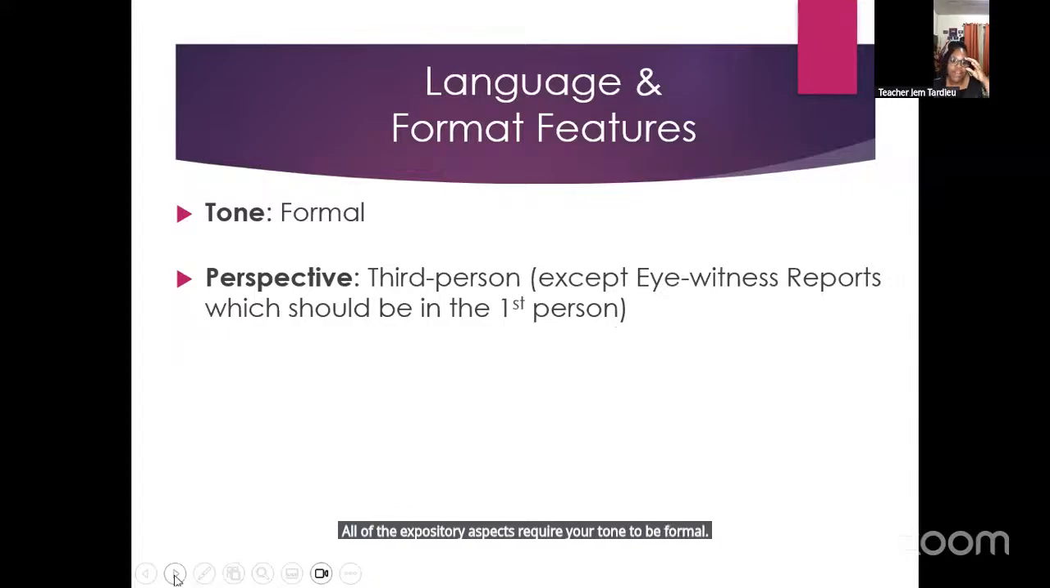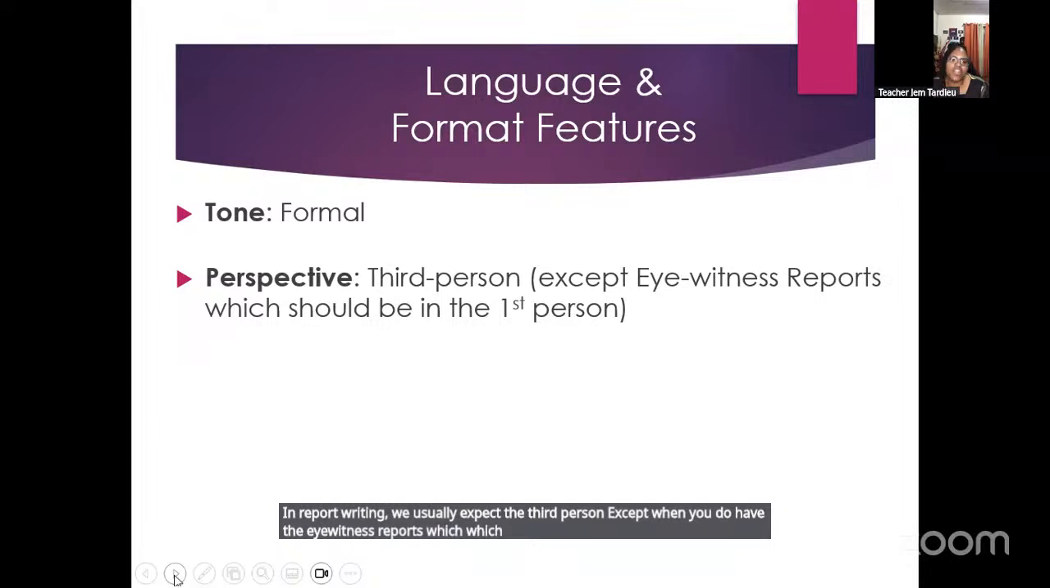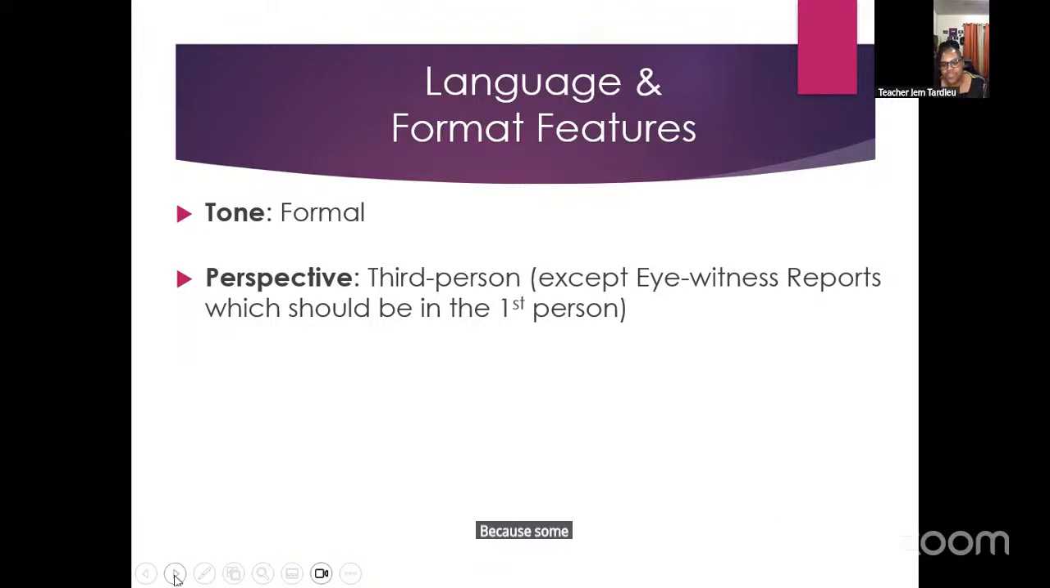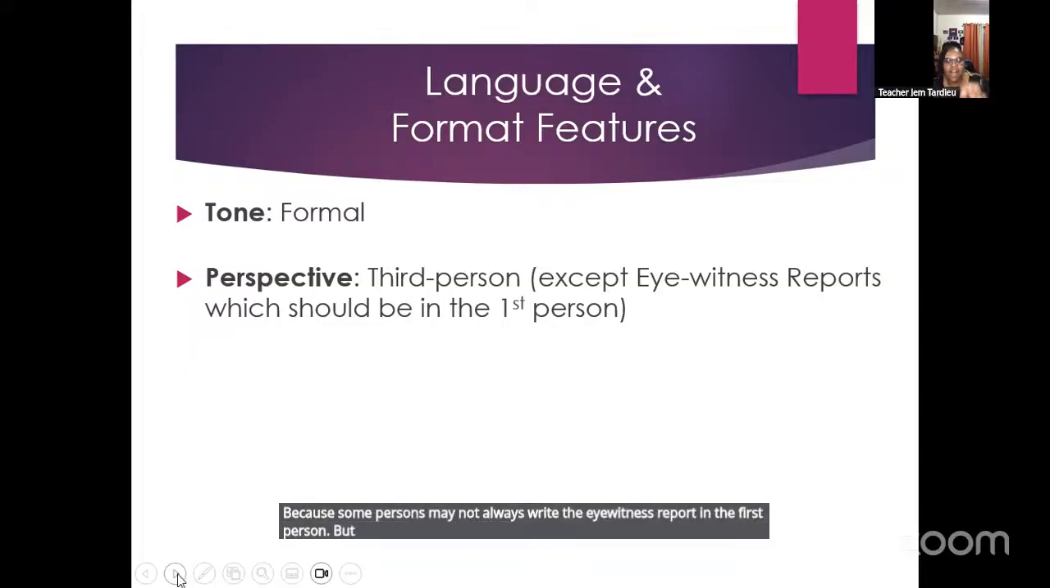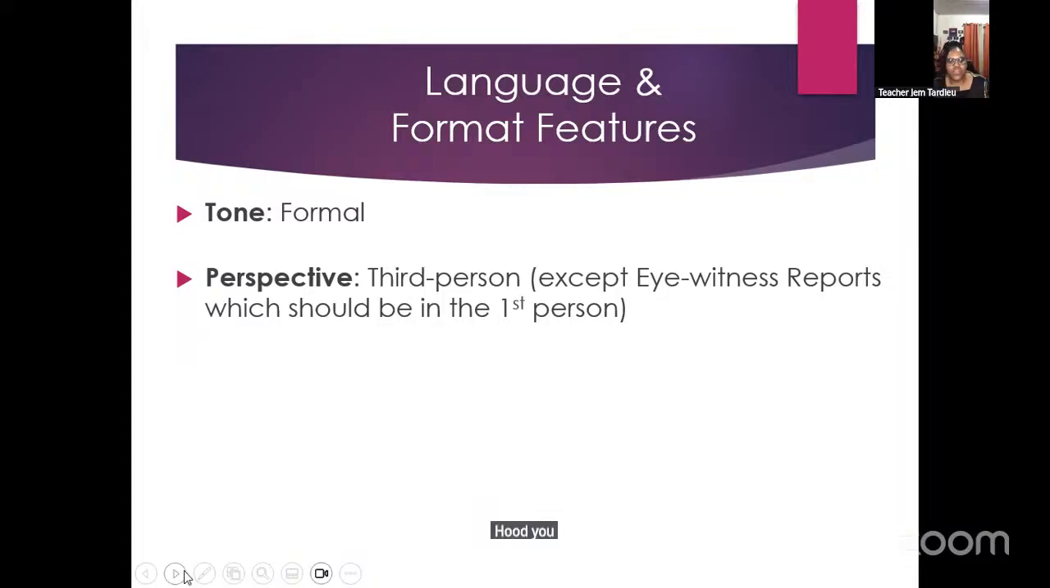In report writing, we usually expect the third person, except when you have the eyewitness report, which may be in the first person, because some persons may not always write the eyewitness report in the first person. But if it's a first-hand account of what was seen or heard, of course, the first person is expected.